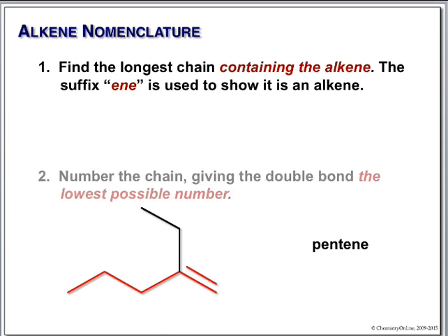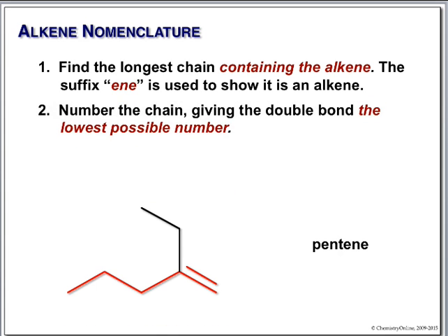Our second step, we're going to number the chain. But here we're going to number it in such a way to give the first carbon of the double bond the lowest number. So we don't look at substituents, we just look at our parent chain, and we give the first carbon of the double bond the lowest number. That means that this is going to have to be carbon 1. We would show this in our name simply by saying this is a 1-pentene.